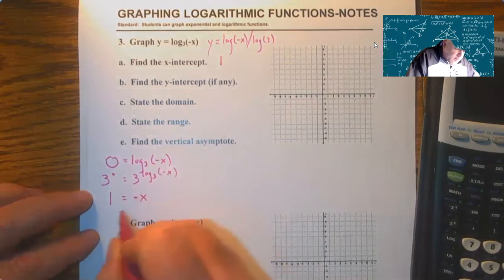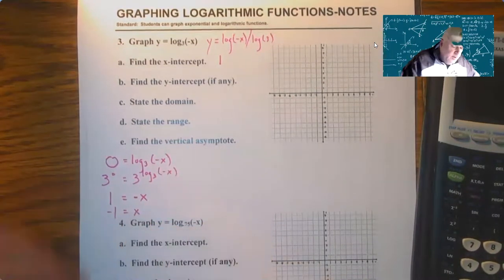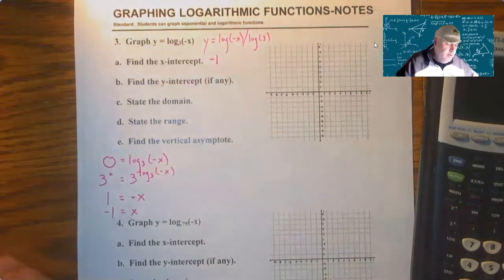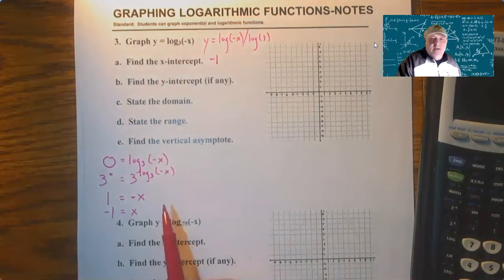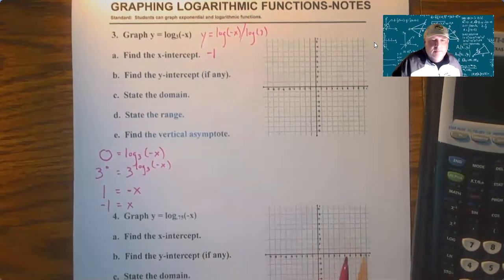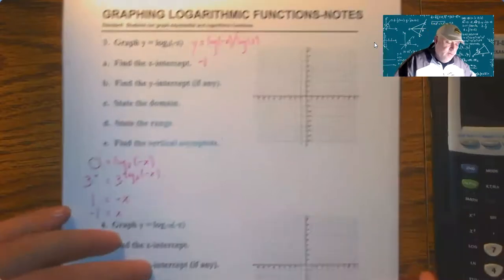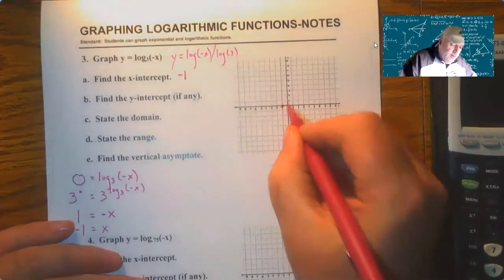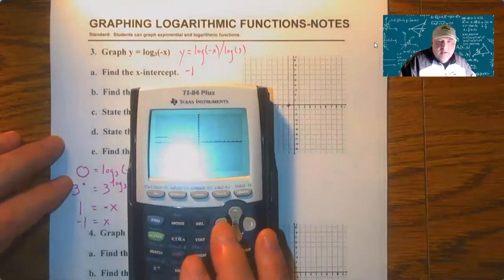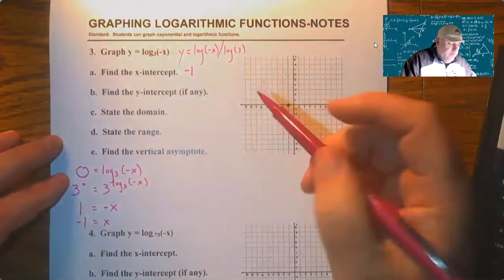Oh, whoops, I was wrong. Good thing I'm showing my work. -1 is going to be it. Because of the -x, you have to solve for that x. So it involves dividing by -1. So 1 or -1 is going to be, that's why it's good to actually look at a picture of this when you do it. So find the y-intercept.